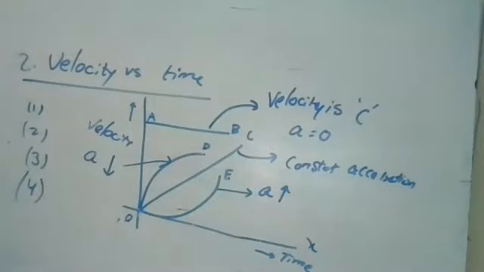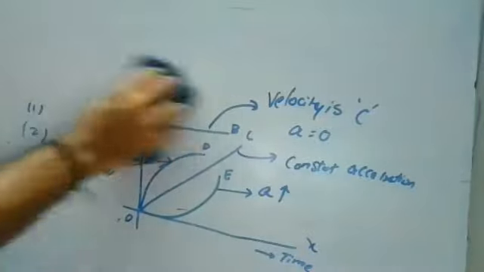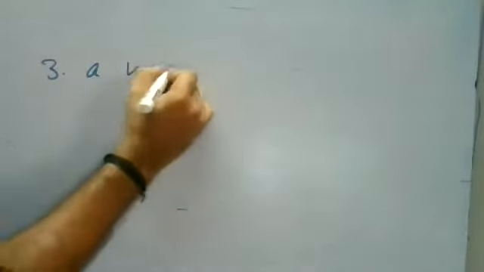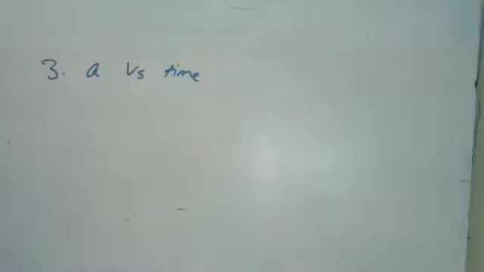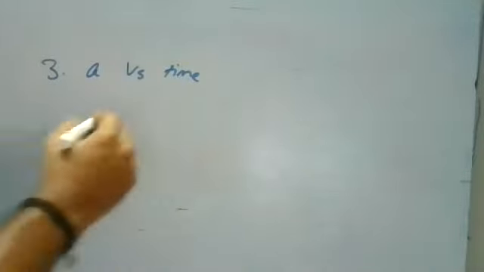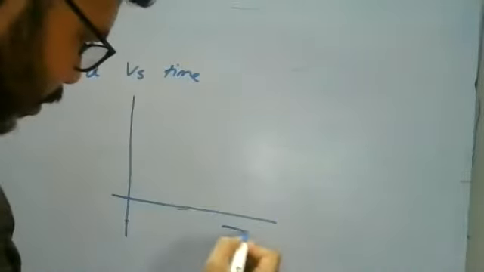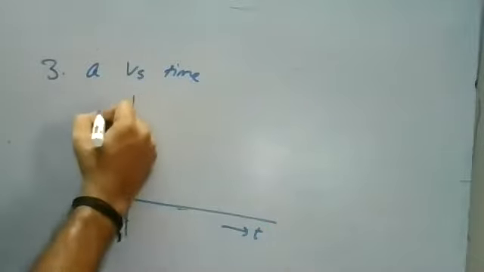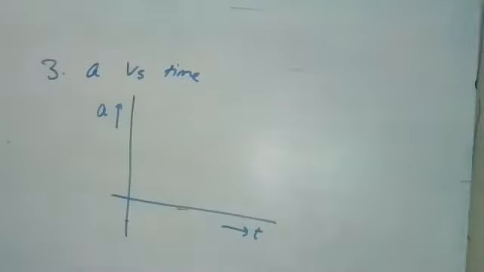And the third one, velocity versus time. Okay, so the third graph is acceleration versus time. Same graphs: x-axis, y-axis. So it is time, and it is your acceleration.